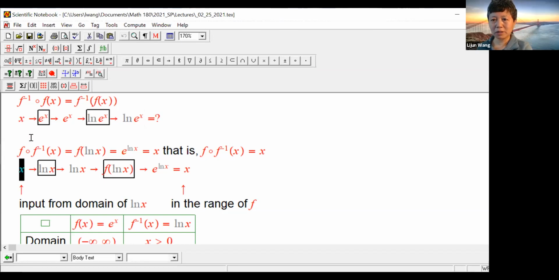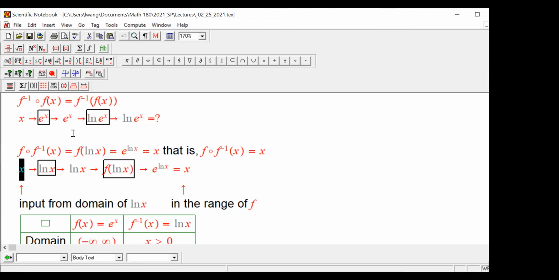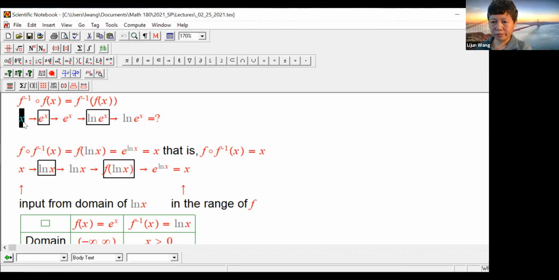We're going to talk about that comparison just a little bit later. x is the input. It's from the domain of e to the power x, which is all real numbers. The output that comes out is a positive number only, and that positive number is in the domain of ln x. Therefore, we can apply the rule of ln x. And what will be the consequence? Your knowledge about logarithm should be sufficient to answer that question. What do you think it should be? X. That's right.